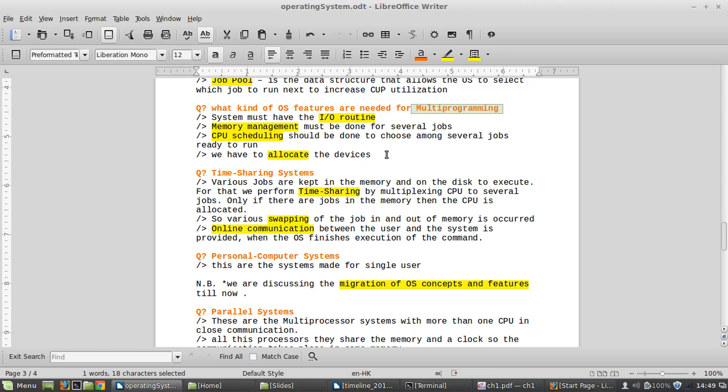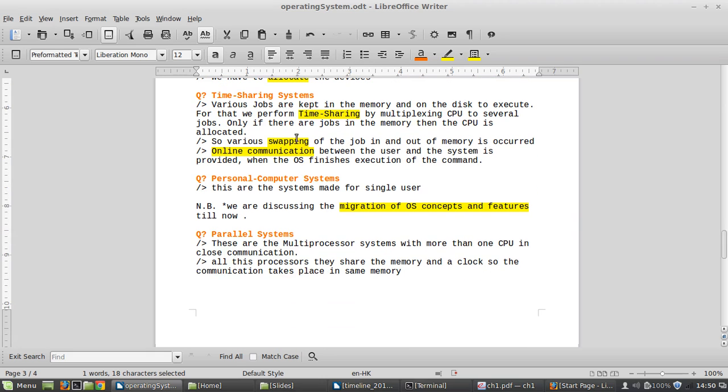Now, discussing multiprogramming, what kind of operating system features do we need for it? There are some specific, more advanced features than in a simple batch system. The system must have input and output routines, meaning data input and output flow, the streams. Then memory management must be done for several jobs. CPU scheduling should also be done to choose among several jobs ready to run. We also have to allocate the devices. So these specific features must be provided in multiprogramming, and multiprogramming provides these operating system features.